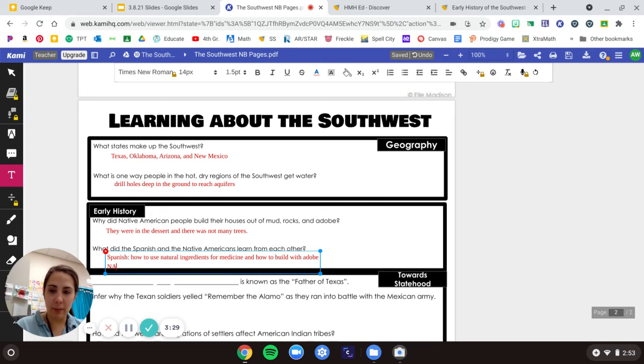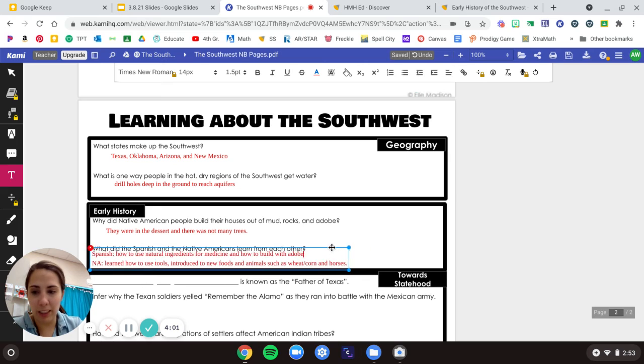Now the Native Americans learned how to use tools, and they were introduced to new foods and animals, such as wheat and corn, and horses. Kind of crazy to imagine our land being how it is without any horses on it before the Spanish arrived.